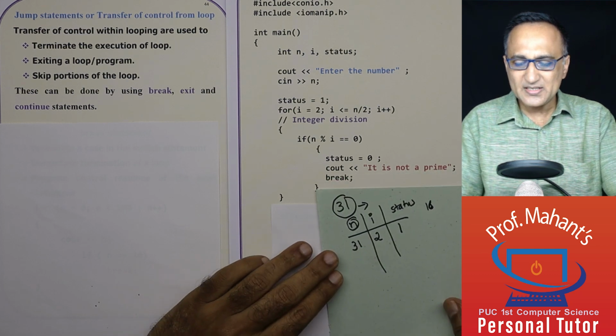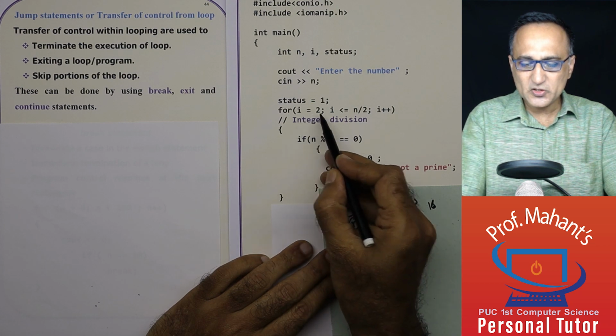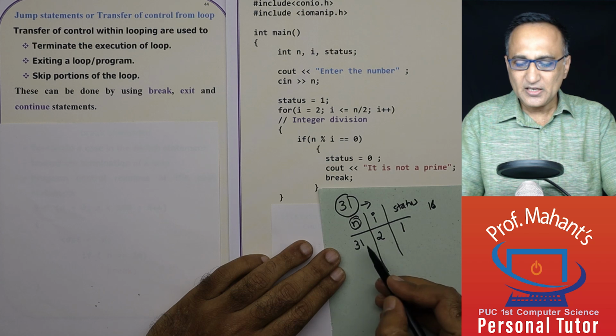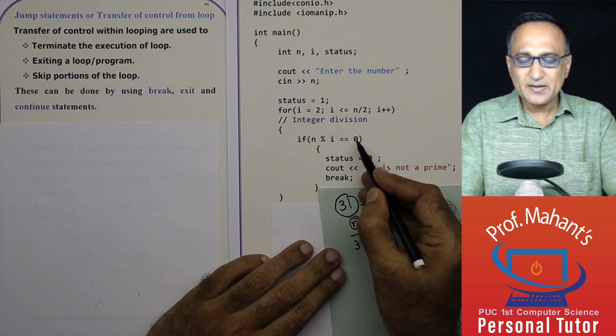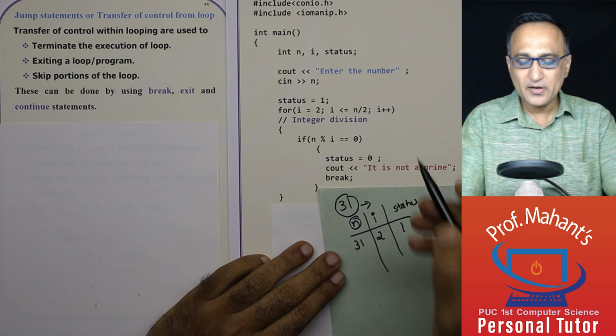So what I am doing here is trying to divide n by i. i is 2. 31 divided by 2 is around 15. Is the remainder 0? No. So I'll go here and increase the value of i by 1.